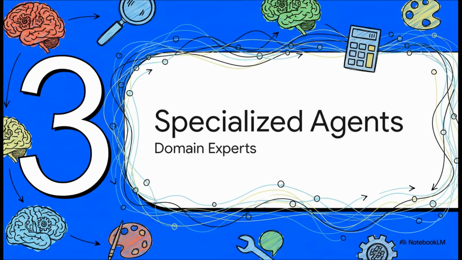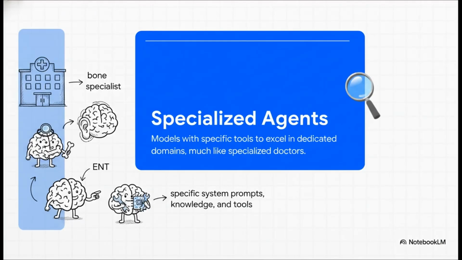Which brings us to section 3, types of specialized agents. Here's the thing. You don't just use one giant generic brain to solve every single problem. Instead, we create specialized agents. Think of it exactly like a hospital. When you go to a hospital, you don't see a generic doctor for every single ailment.